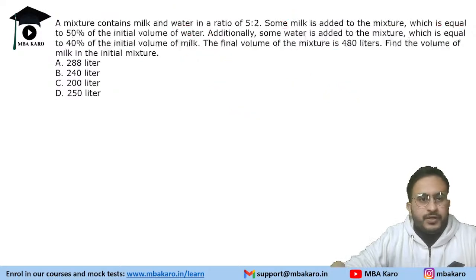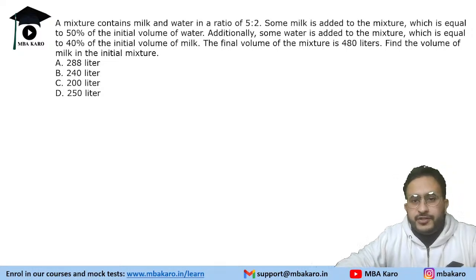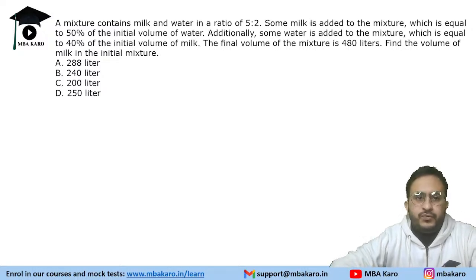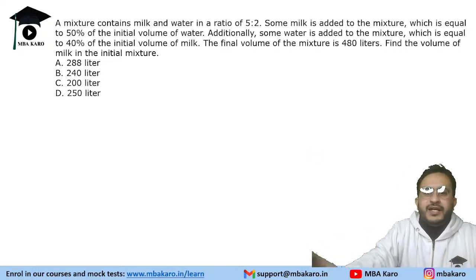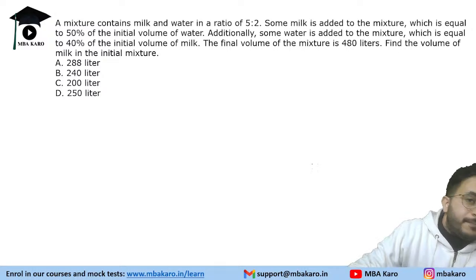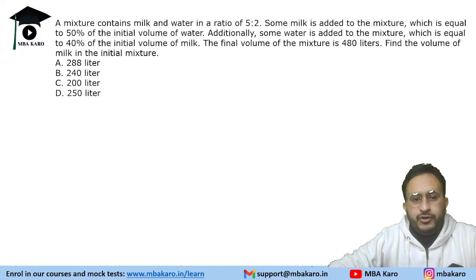A mixture contains milk and water in the ratio of 5:2. Some milk is added to the mixture, which is equal to 50% of the initial volume of water. Additionally, some water is added to the mixture, which is equal to 40% of the initial volume of milk. The final volume of mixture is 480 liters. Find the volume of milk in the initial mixture.